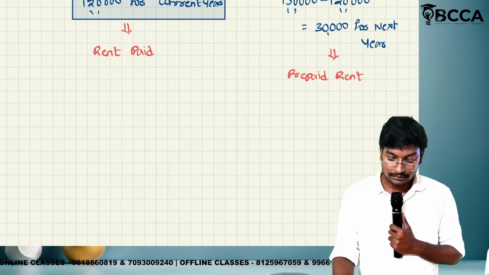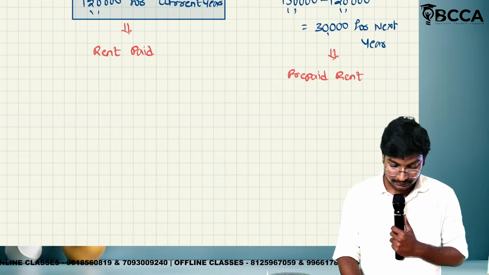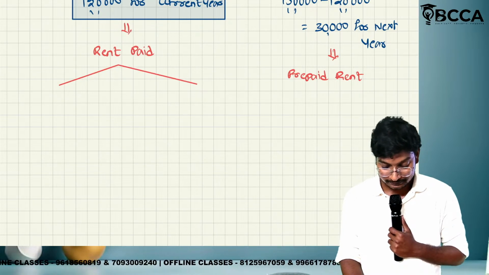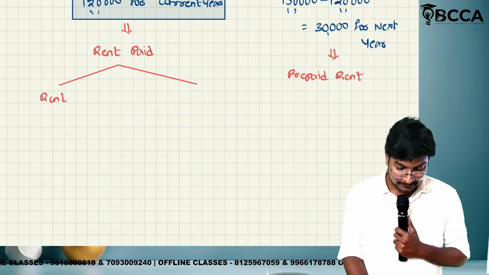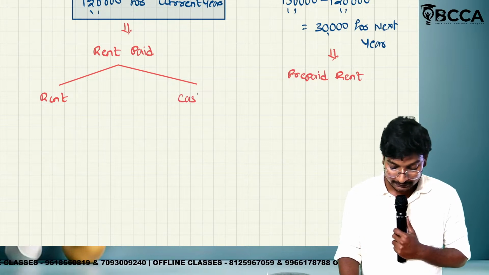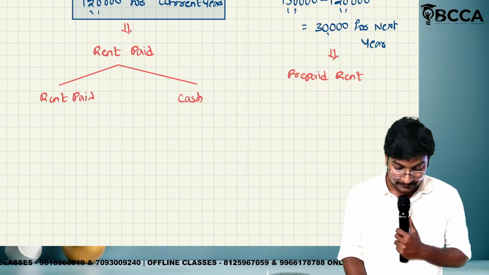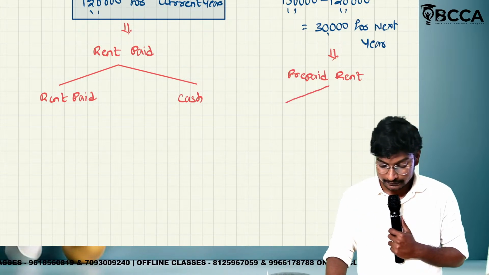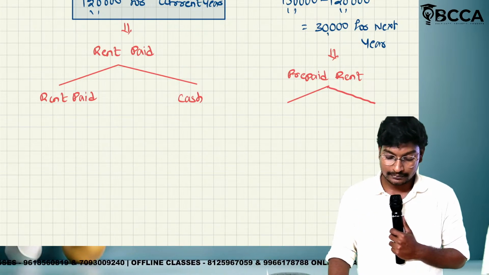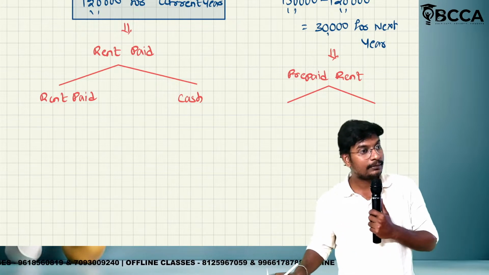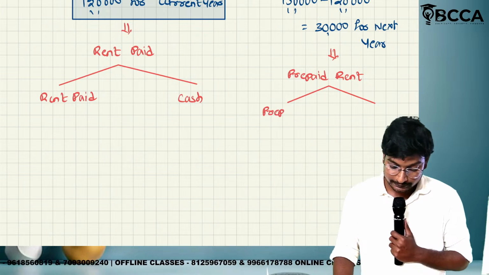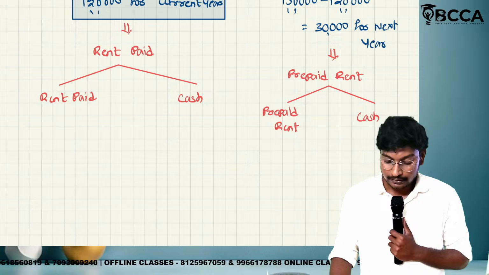So what are the two outcomes for the rent paid? Rent paid and cash. What are the two outcomes for the prepaid rent? Prepaid rent and cash. What is the meaning of prepaid? Paid. So prepaid rent and cash.